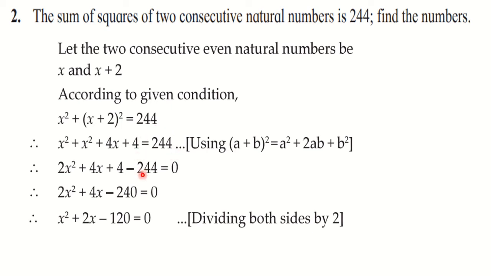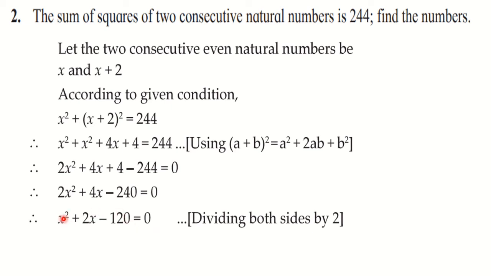This 244 is shifted to the left hand side. And here these two are added. So we got 2x square plus 4x plus 4 minus 244 is equal to 0. And here the subtraction we will get minus 240. Now see, this equation is completely divisible by 2. So divide each and every term by 2 and you will get the quadratic equation as x square plus 2x minus 120 is equal to 0.